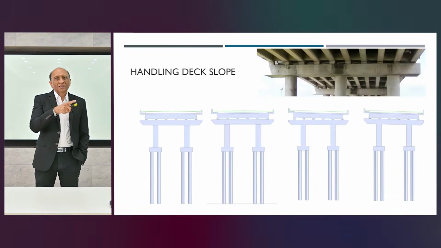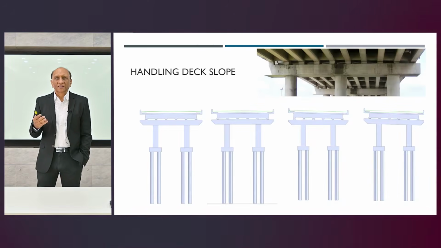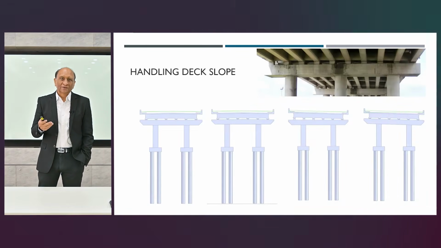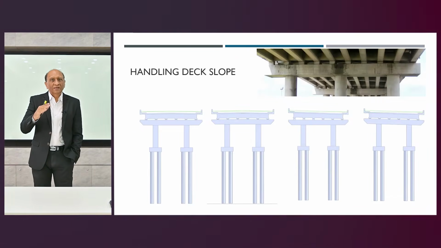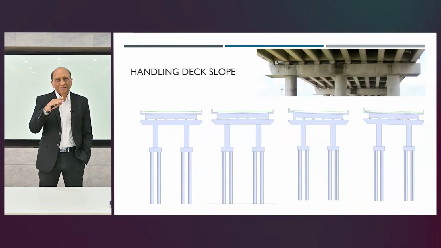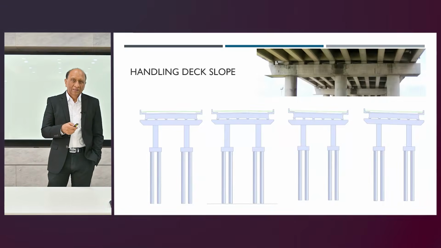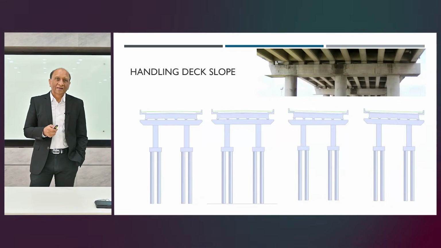You can also handle complications in the deck slope variation because of the drainage or because of the super elevation. So there are multiple ways, and because it is parametric, if you bend the deck, then everything adjusts accordingly. Bearings, height, everything can be adjusted. So there are many ways that the slope and cross slope as well as super elevation can be handled.